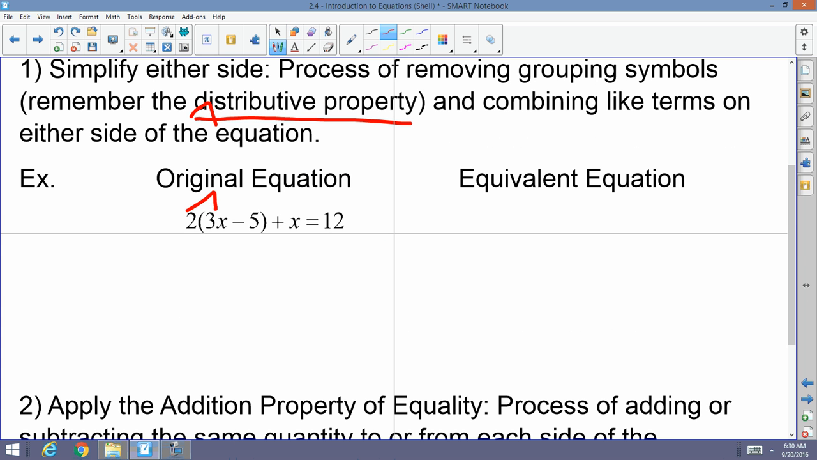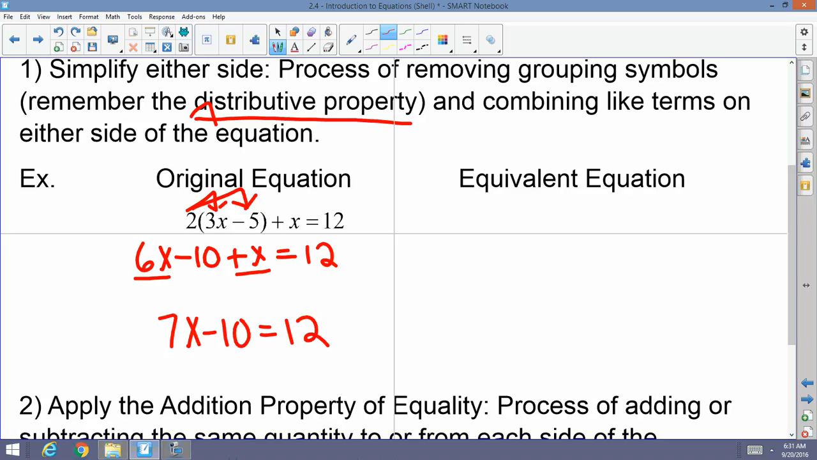Okay, so I'm going to distribute that to everything inside of the parentheses. And I have 6x minus 10 plus x equals 12. Okay, I just simply applied the distributive property. Now I'm going to add like terms on both sides. 6x's plus 1x is 7x's minus 10 equals 12. Now I'm not going to go ahead and continue to solve. I just wanted to illustrate the property of being able to simplify either side. So now I'm left with this equation right here, 7x minus 10 equals 12. And from there I can start solving, okay? So that's the first property of equations.